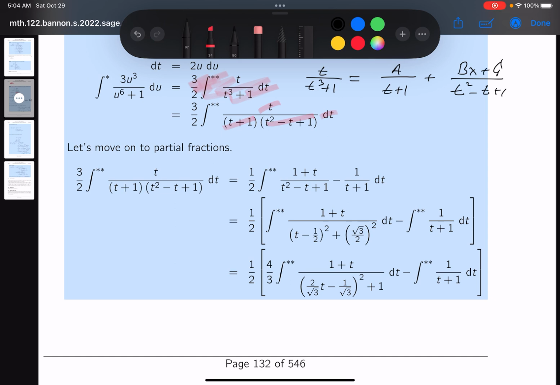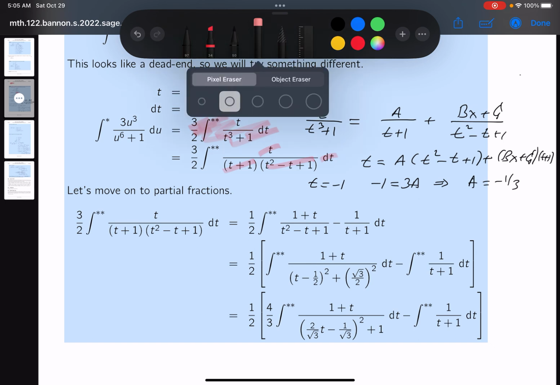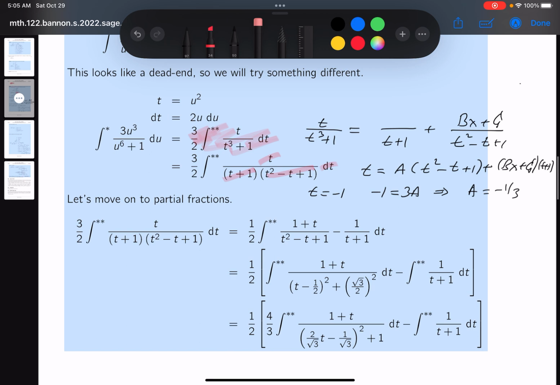Multiply both sides by the LCD, and you would get t equals a times t squared minus t plus 1, plus bt plus c times t plus 1. Wow, that's a lot of work. So I'm going to say t is equal to minus 1. And if you did that, you would get minus 1 equals, well, the second term disappears, but the first term becomes what? 3a. So now I know a is minus 1/3. Let me go up here and erase the a. And let me just get my eraser out. I'll make it a small eraser. And I'll put down the minus 1/3 now.